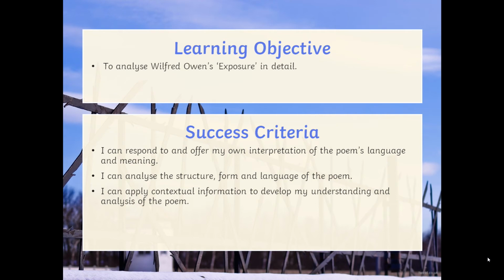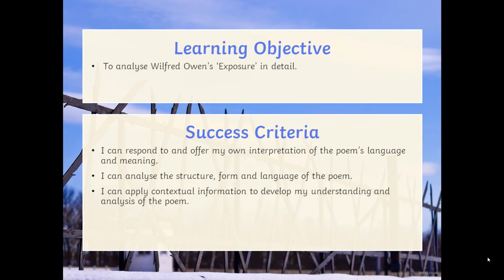And by the end of the lesson, you should be able to respond to and offer your own interpretation of the poem's language and meaning. You should be able to analyse the structure, form and language of the poem. And you should be able to apply contextual information to develop your understanding and analysis of the poem. And that will allow you to hit all of the 3 assessment objectives in the examination that you'll take around this time next year. All right.